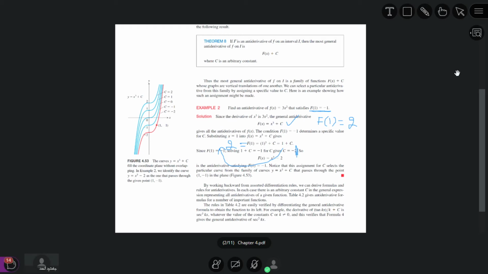So what will be the answer? f of x is equal to x power 3 plus 1. Yes, this is correct.